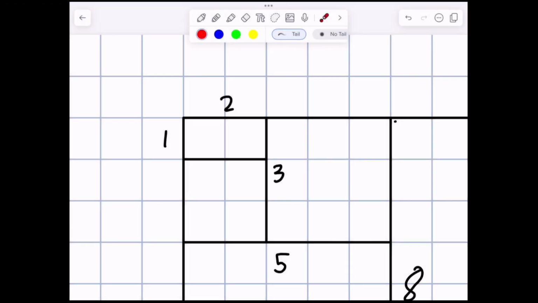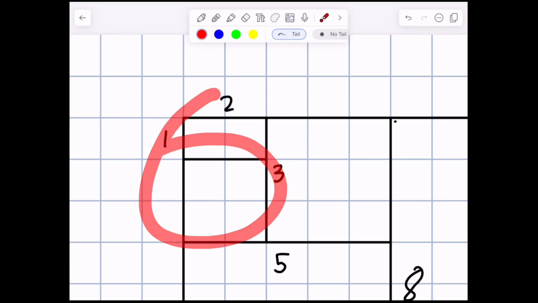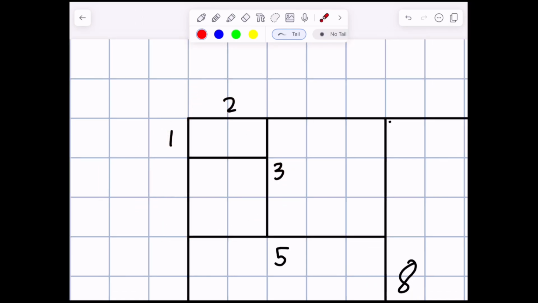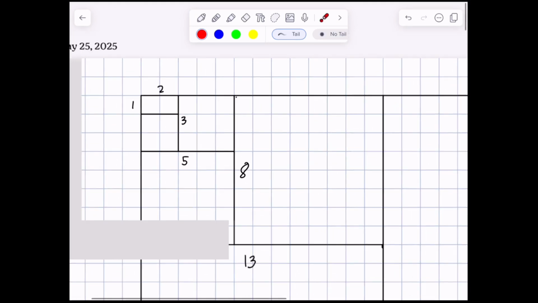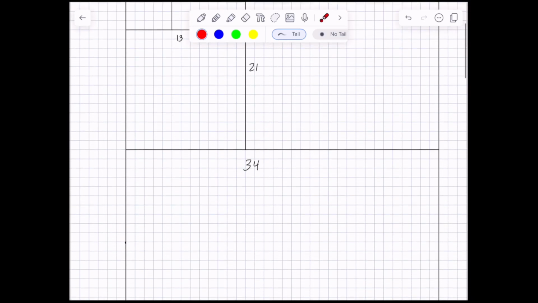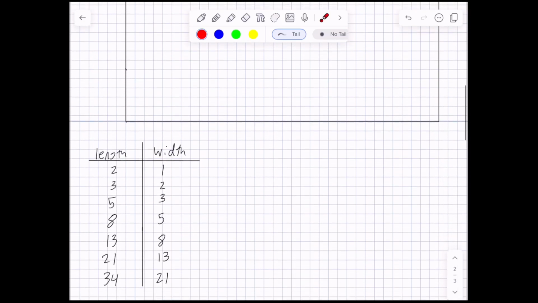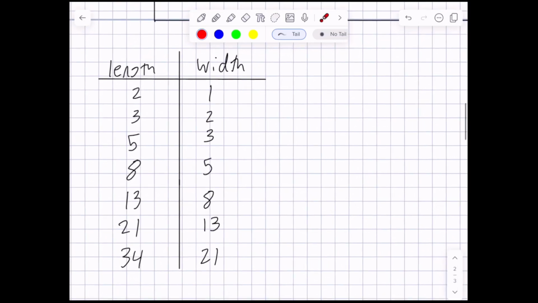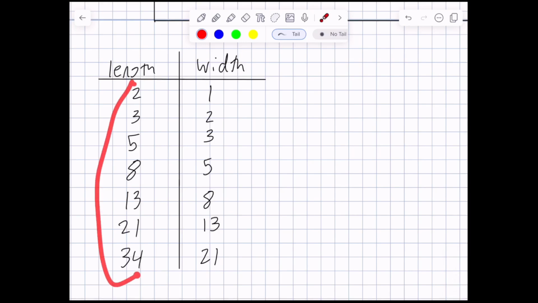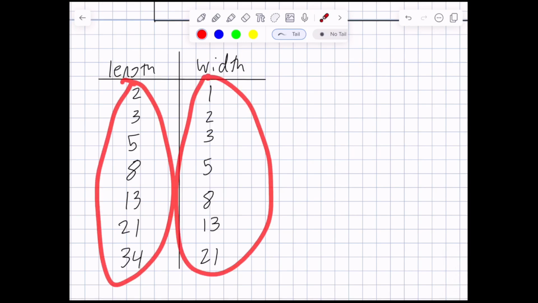We can see the Fibonacci sequence by drawing a 1x2 rectangle, then connecting a square to the long side, making a 2x2 square, then repeating this process of adding squares to the long sides of rectangles until we get a shape that looks like this. We can then write a data table of length versus width. You may recognize these numbers as the Fibonacci sequence.